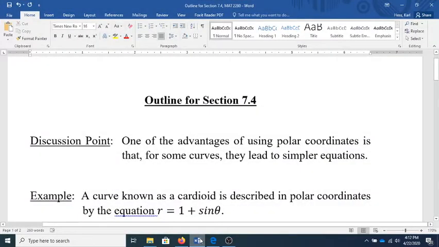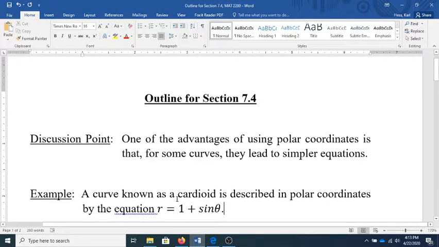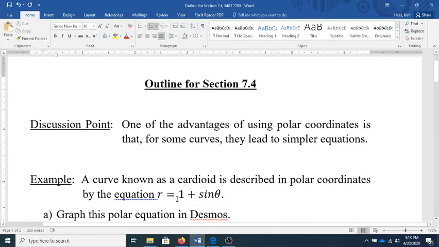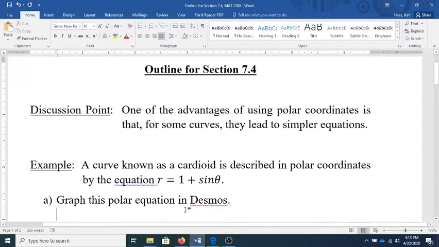All right, here is our outline for section 7.4. So, discussion point. One of the advantages of using polar coordinates is that for some curves, they lead to simpler equations. So here's an example. A curve that's known as a cardioid is described in polar coordinates by r equals 1 plus sine theta. Let's have a look at that. I think when we graph it, it'll be somewhat clear why it's called a cardioid.